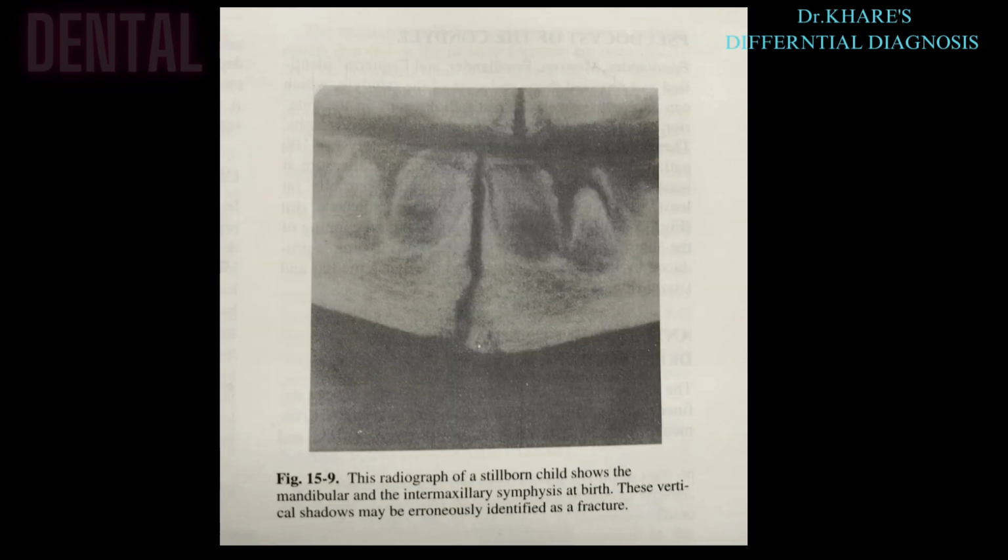This radiograph of a stillborn child shows the mandibular and the intermaxillary symphysis at birth. This vertical shadow may be erroneously identified as a fracture.